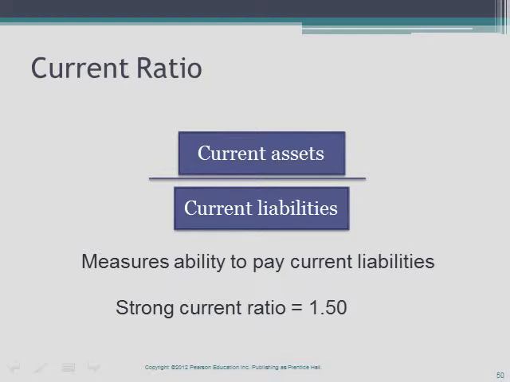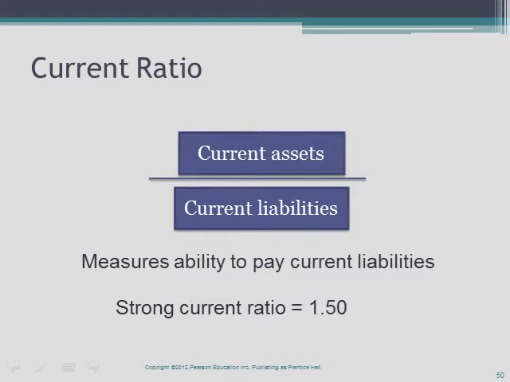As a rule of thumb, a strong current ratio is 1.5, which indicates that the company has $1.50 in current assets for every $1 in current liabilities. A company with a current ratio of 1.5 would probably have little trouble paying its current liabilities. Most successful companies operate with current ratios between 1.2 and 1.5. A current ratio of less than 1.0 is considered quite low.